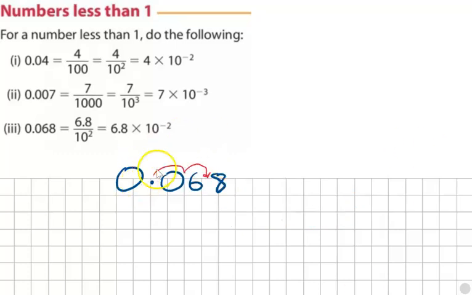Here we have 0.068. We're going to move the decimal 2 places to the right so that it is just after the first significant figure, which is 6. So our new number will be 6.8 times 10 to the power of -2. So the 2 is because we moved it 2 places to the right, and it's minus because it's going to the right, or it's a smaller number.